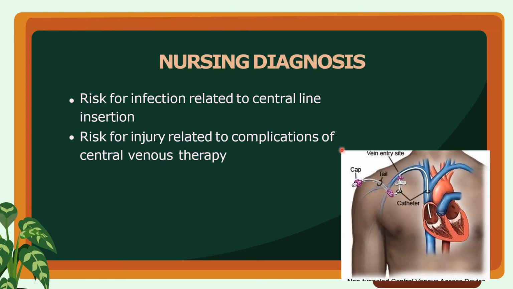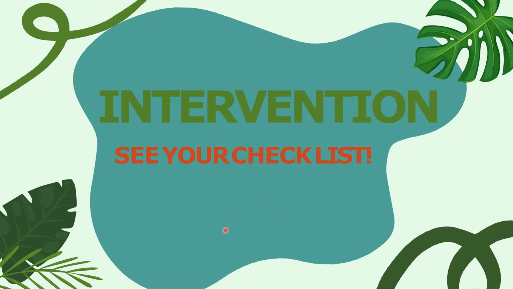For the nursing diagnosis, we have here an example. One is risk for infection related to central line insertion, and risk for injury related to complications of central venous therapy. So this is just an example of your nursing diagnosis. Now let's proceed to the intervention. So it's now time for you to check your checklist.